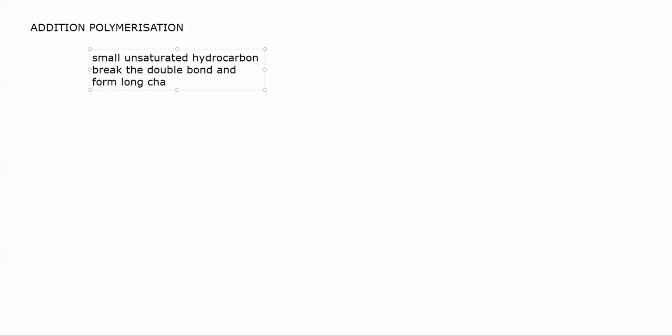In this polymerization, small unsaturated, when we say unsaturated, it means it contains a double bond. A small unsaturated hydrocarbon breaks the bonds and forms a long chain compound known as a polymer.